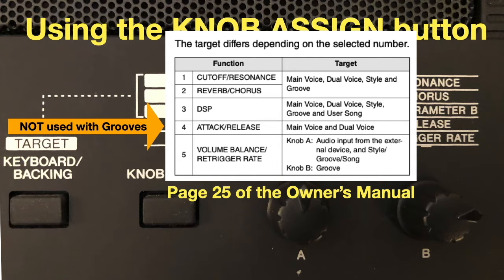And in knob position number 2, you can manipulate the groove. And in knob position number 3, you can manipulate the groove. But in knob position number 4, no groove. You cannot change the attack and release of a groove. And finally, if you put this in position 5, sure enough, you can alter the groove. And I'll show all this to you live in a moment.